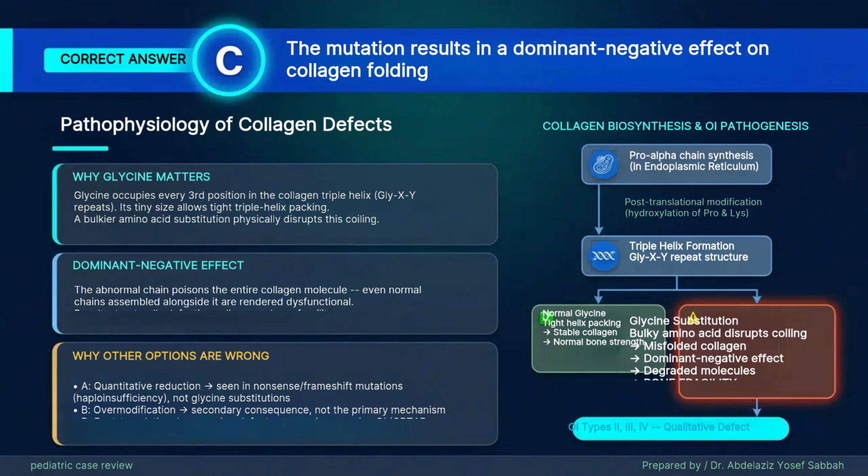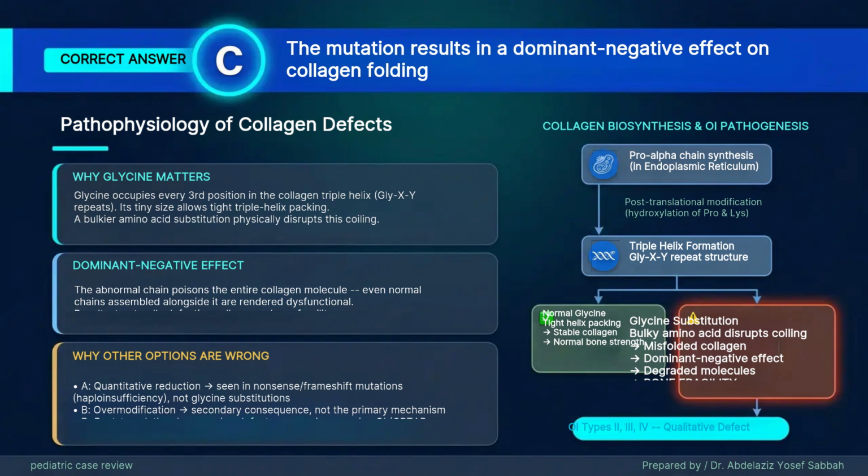Glycine occupies every third position in the collagen triple helix in a glycine XY repeat pattern. Its tiny size allows tight triple helix packing. A bulkier amino acid substitution physically disrupts this coiling. The dominant negative effect means the abnormal chain poisons the entire collagen molecule. Even normal chains assembled alongside it are rendered dysfunctional, resulting in structurally defective collagen and bone fragility.